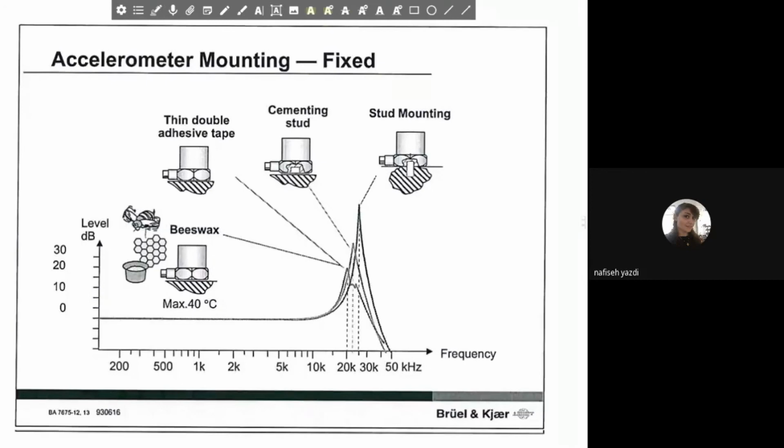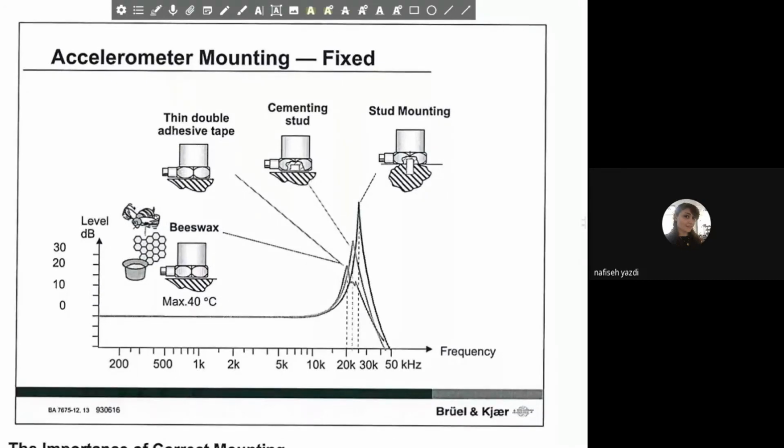Okay, when you are down in the laboratory trying to attach your accelerometer to the test structure, then you have to take into account how you can attach it. There are a lot of possibilities in doing that. We have, as we can see here, stud mounting, cementing stud mounting, adhesive tape, and also beeswax. The stud mounting is the best one.